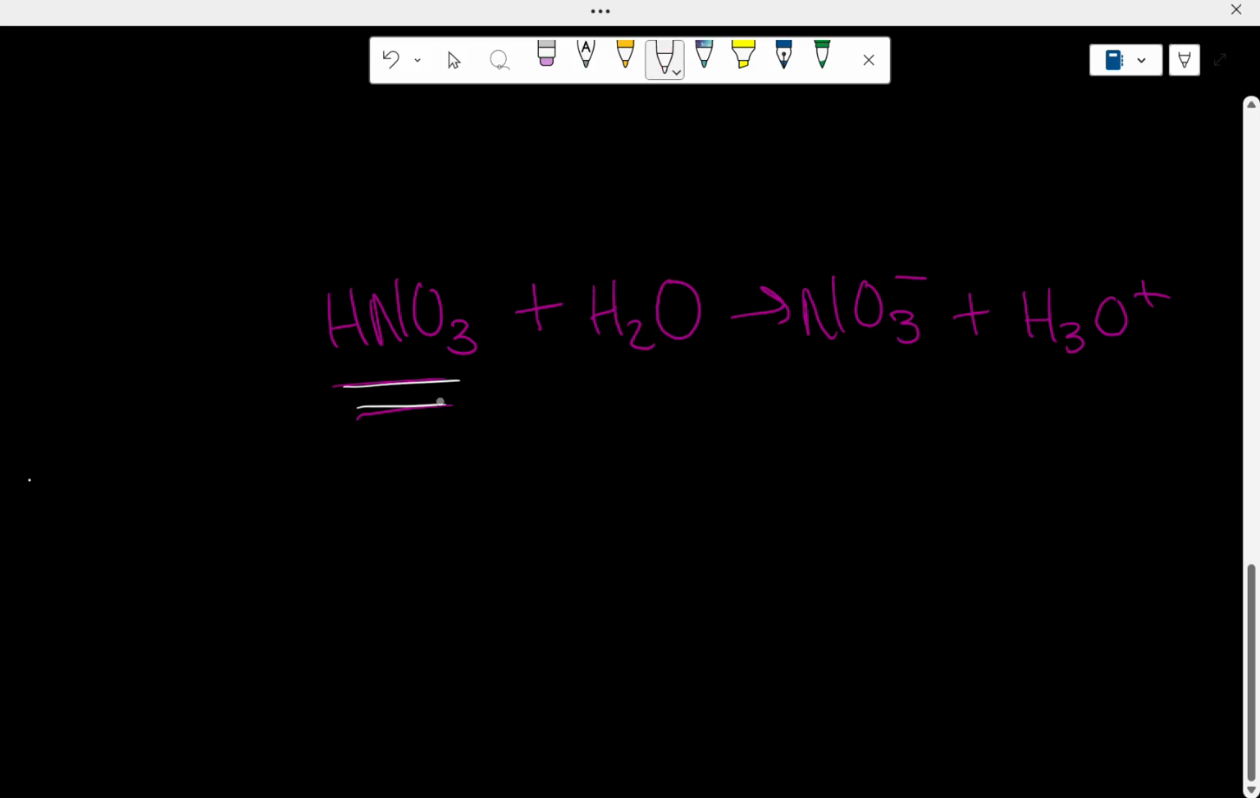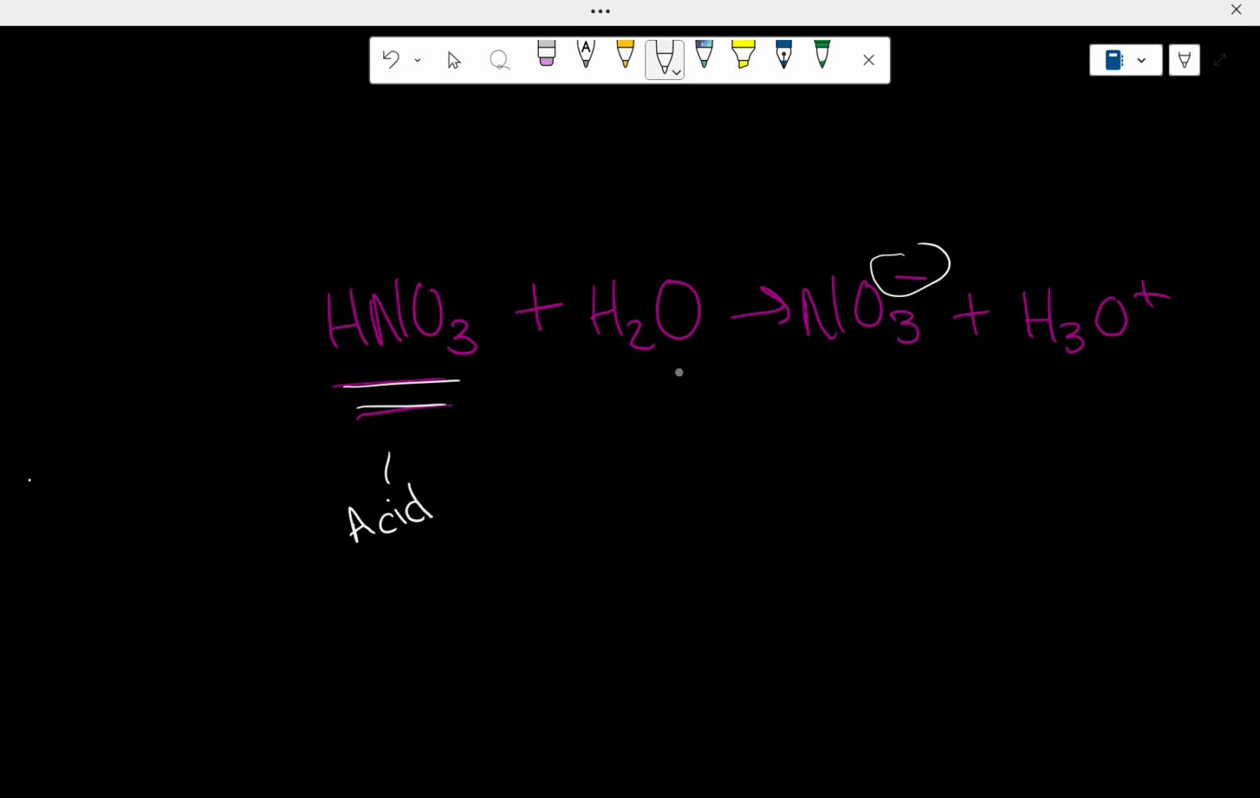So we start off with HNO3, then we go to the other side. We notice that it took away a hydrogen as it is now just NO3, and it gained a negative charge. So that means this released a proton. So this is going to be an acid.